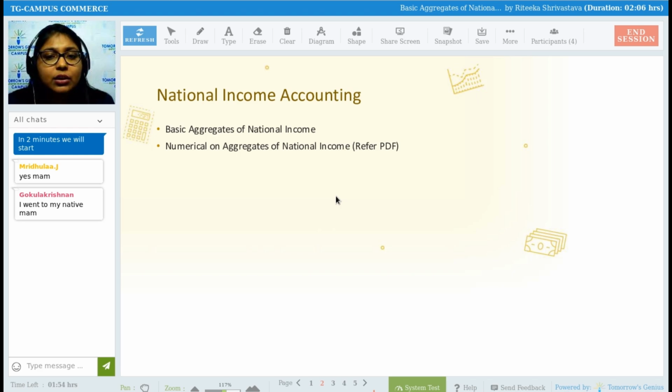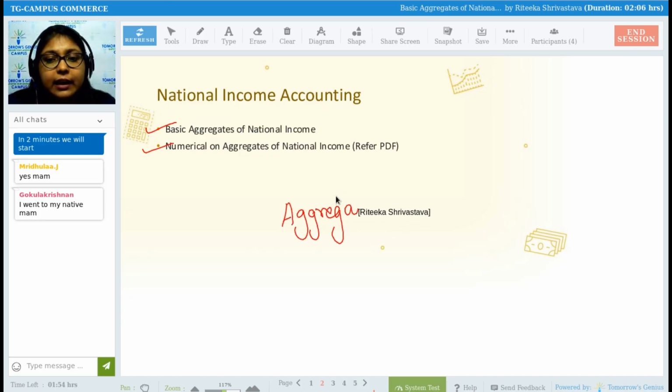Now coming to the topics which we are going to see today: the basic aggregates of national income and numericals on aggregates of national income. We are going to study what an aggregate basically is, and also, on the basis of these aggregates, how we can solve numerical questions. These are the two important things which we are going to see in today's session.